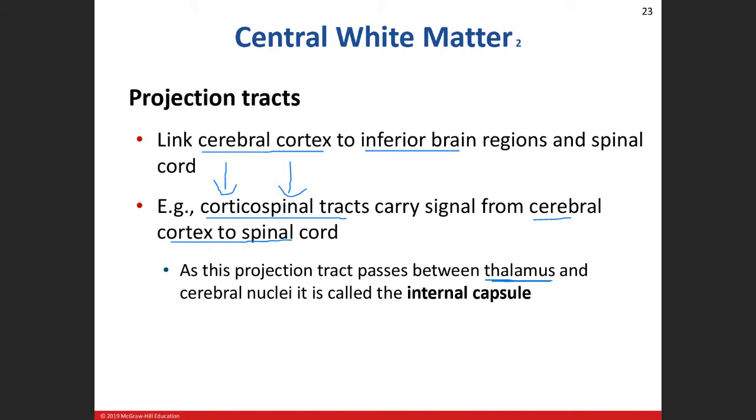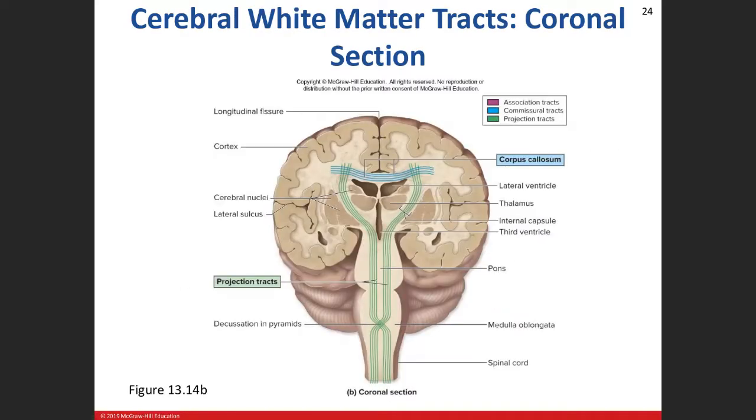And then the cerebral nuclei are just other gray matter, okay? So we refer to this as the internal capsule. I'll show you a picture here. All right, here you can see the projection fibers. Here are the commissural fibers going from left to right. They're crossing over from one hemisphere to the next.